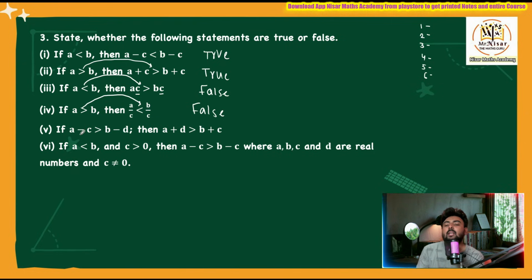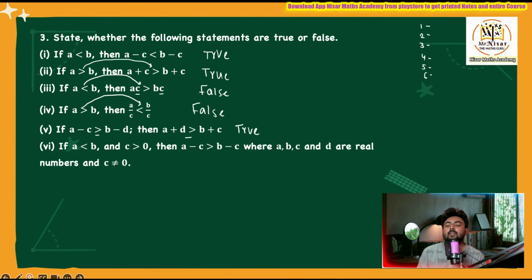Then we have A minus C, B minus D. This is given to us. Then what is done, children, minus D went to this side, it becomes plus D, and minus C went to this side, it becomes plus C, and the sign of inequality is as it is. So is it true or false? Yes, it's absolutely true. Why? Because when we are changing the signs, like when a positive term is going towards negative or a negative term is going towards positive, the sign of inequality will not change, and here the sign of inequality has not changed. So that's why this is true.